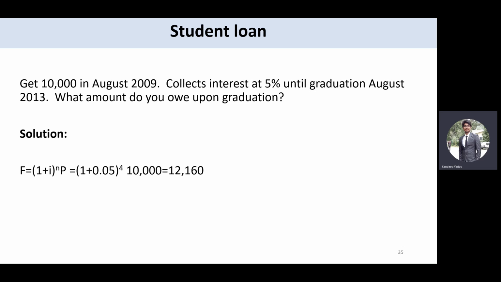What amount do you need to pay upon your graduation? We can calculate from the simple compounding formula. I have to pay 12,160 rupees.